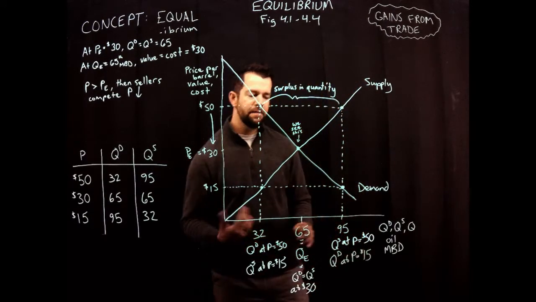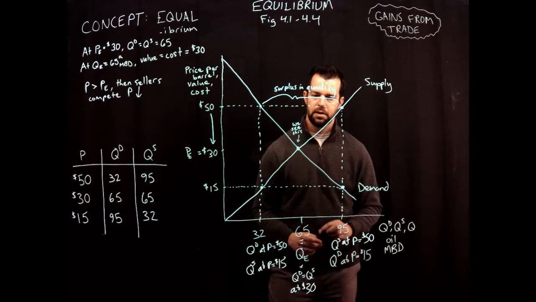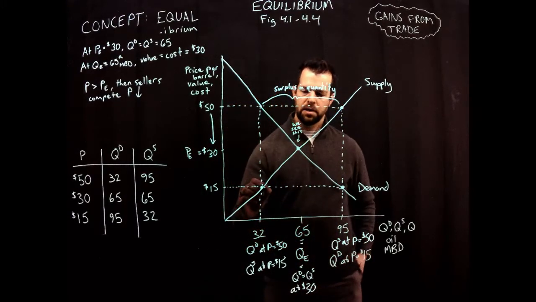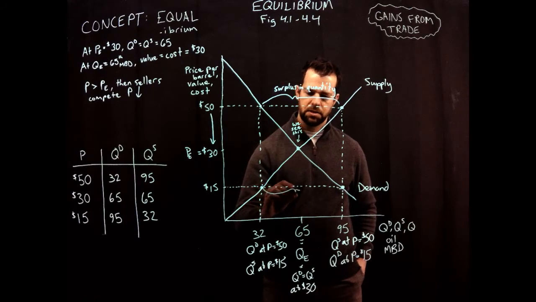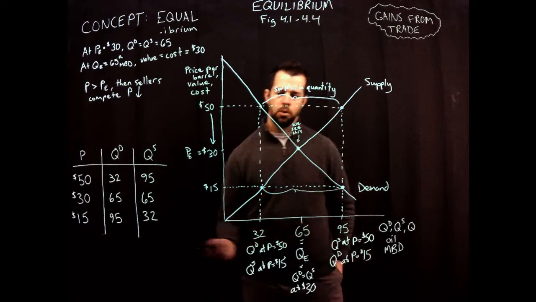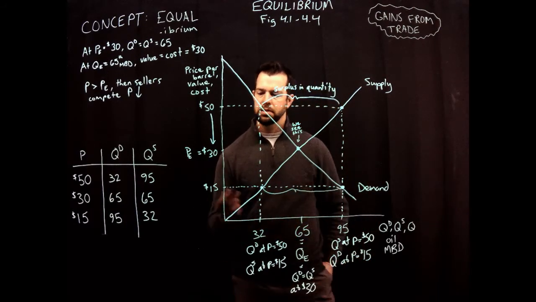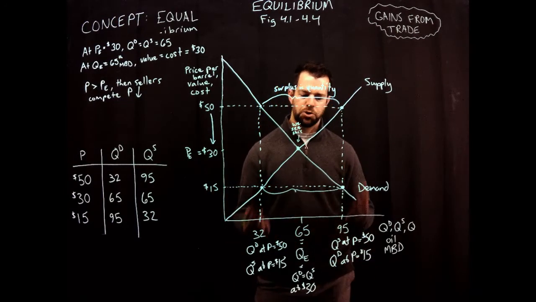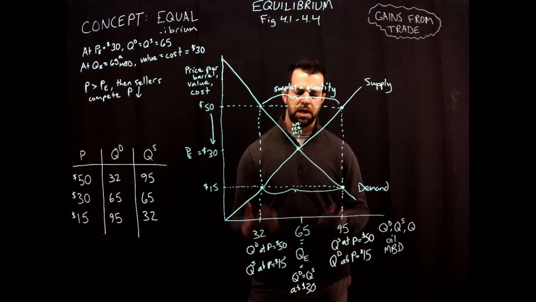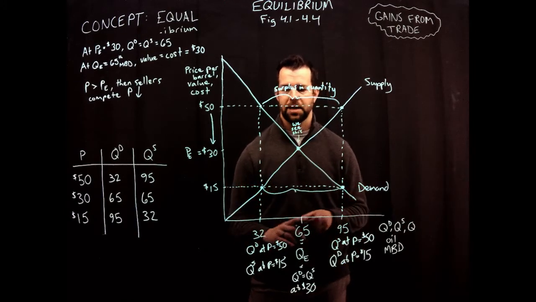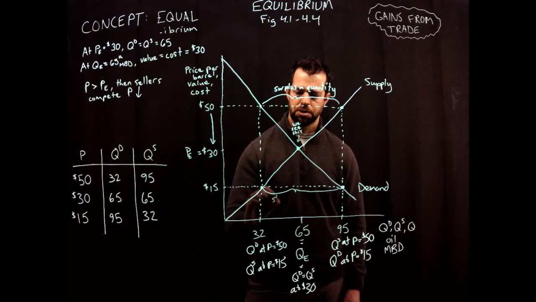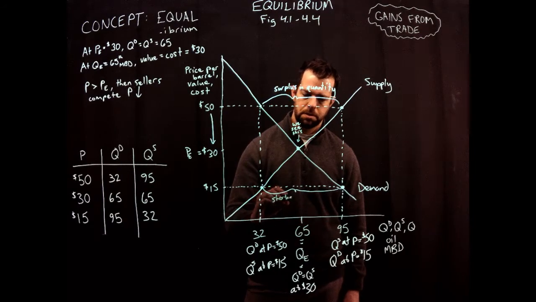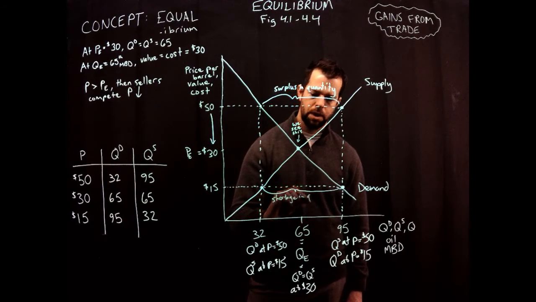And that's 95 million barrels of oil, okay? So what's going to happen is we do the horizontal distance. We're going to have more buyers who want to buy at this price than sellers who want to sell at this price. And so we would have a shortage of 63 million barrels of oil per day. That's huge, okay? So this is a shortage in quantity.